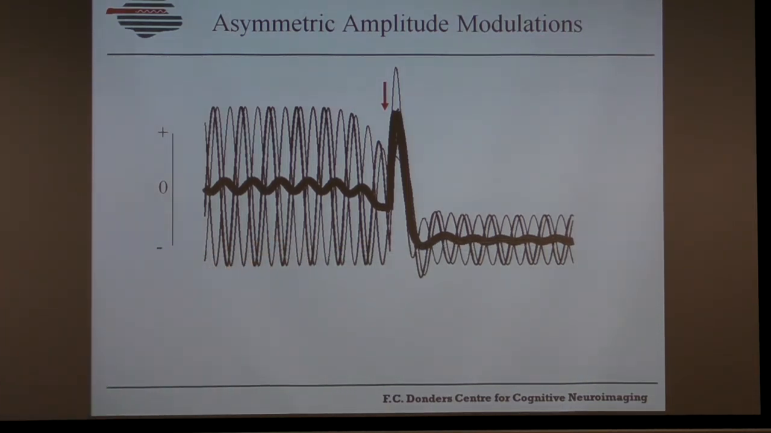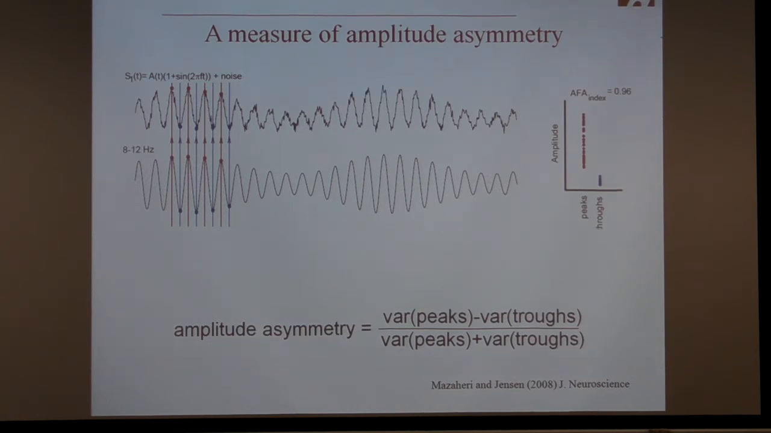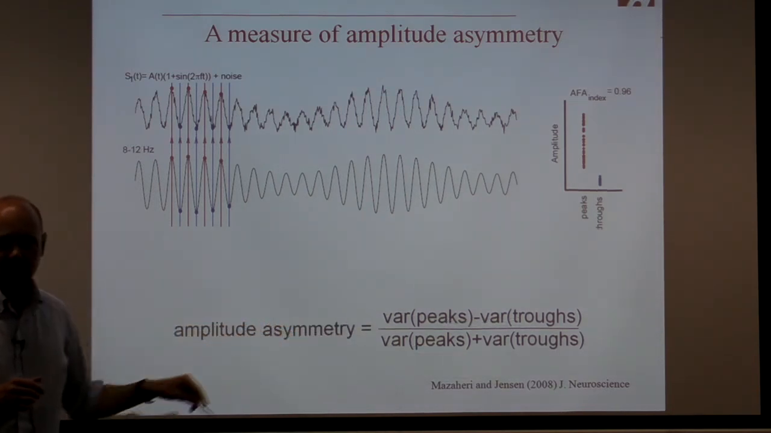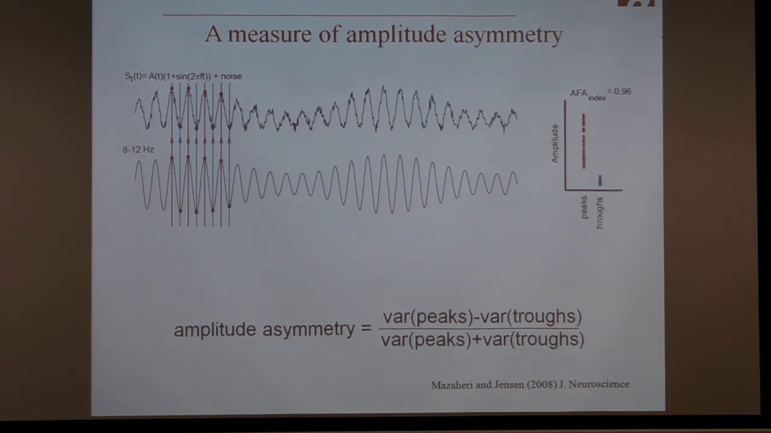So this is just speculation so far, right? Is this actually a true phenomenon? To assess that, first of all, we developed a measure. This is just a simulation. Basically, we looked at the ongoing alpha oscillations, we looked at troughs, we looked at peaks. We did that by taking this ongoing signal and bandpass filtering it. Then we can go back and identify troughs and peaks. Then we have a measure where we look at the variance of the peaks versus the variance of the troughs. Now we can subtract the variance of the troughs from the variance of the peaks and we normalize that. So we get a number between -1 and +1. And that number is going to tell us about the amplitude asymmetry.